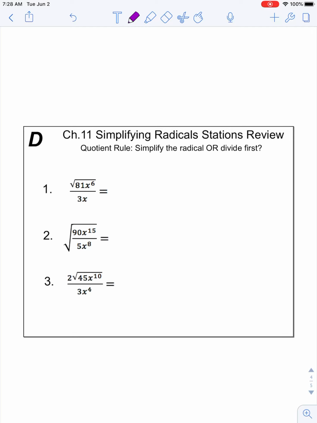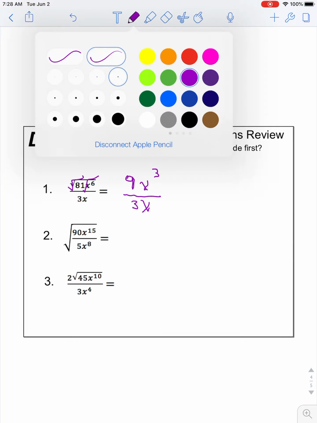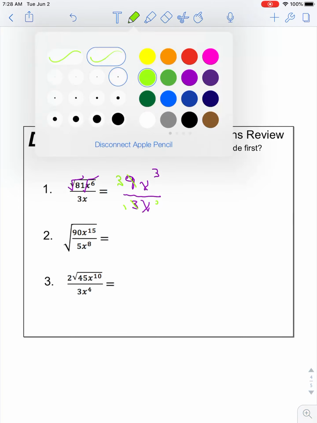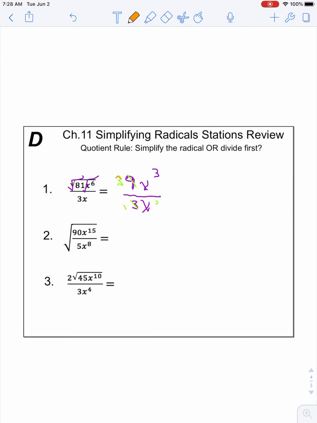So in this first one, the square root of 81 is just 9, and the square root of x to the 6 is x to the 3rd. So those are already perfect square factors. Then we have that divided by 3x, but now we need to reduce this. So 3 goes in here once, 3 goes in here 3 times. So I end up with 3 over 1 for my number part, and then this is x to the 3rd and this is x to the 1st. When we have a common base and we're dividing the variables, we subtract the exponents. So our final answer here is going to be 3x to the 2nd.